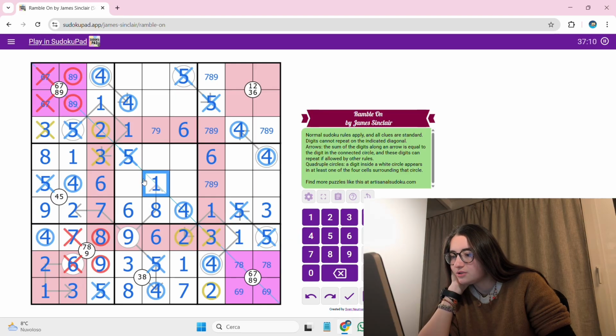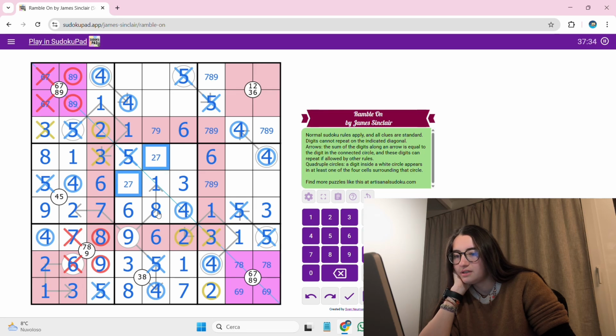1, we need 2. The 2's taken here. It can be in both of them. 2. The 3 is taken here, so it must be one of these two. No, it can be here. Okay, so it must be here then. 3, 4, we need a 5, no, 7, 6. The 7 is in here. 8 and 9 then. Which digits? Again, 2, 7, I think. 2, 7. Yeah.